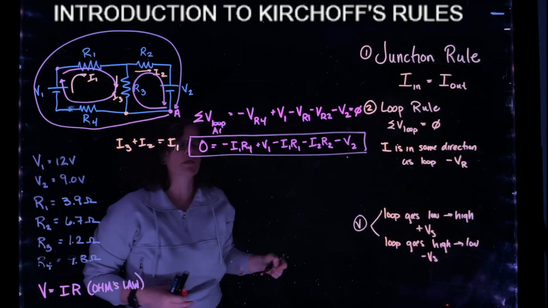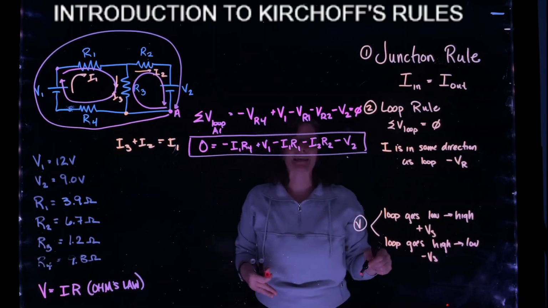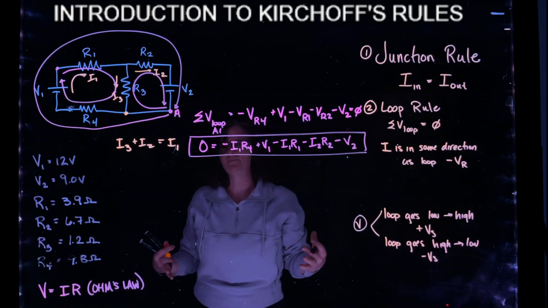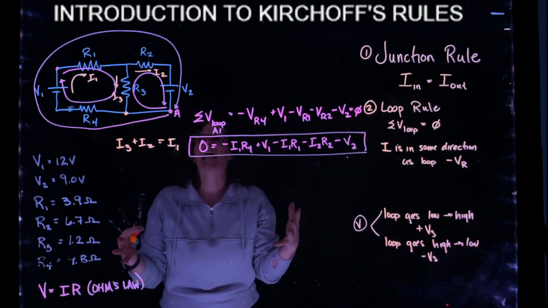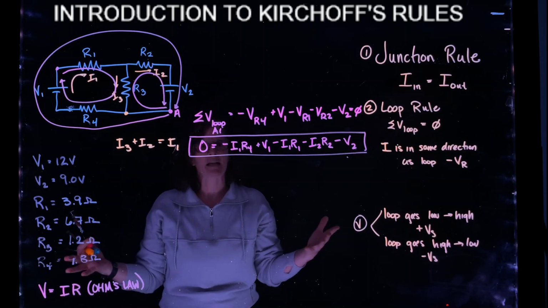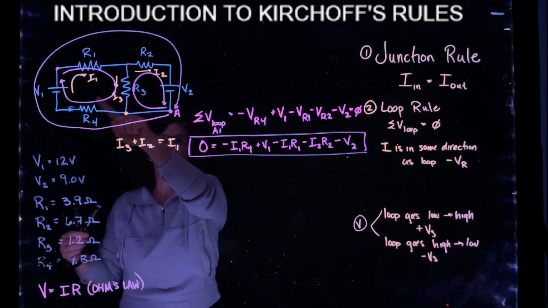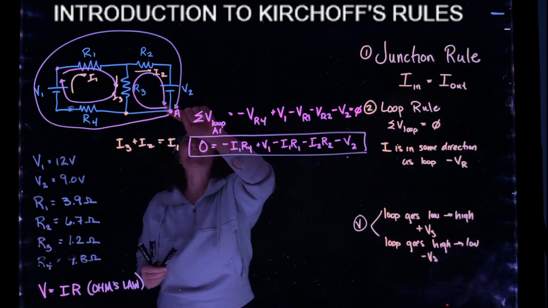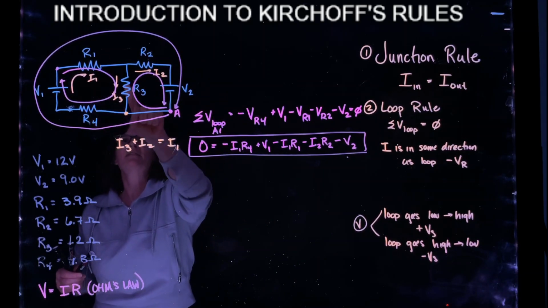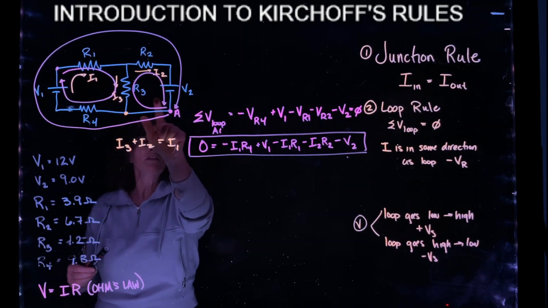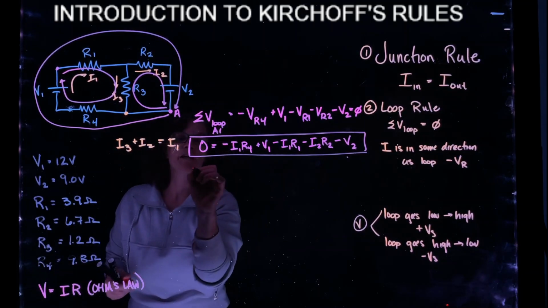I don't have current 3. I need another equation that has current 3 in it to actually solve for it. So let's find a loop. Let's use the loop rule again to find a loop that has current 3 in it. Well, either one of my two loops has current 3 in it, because this loop's going to go through with current 3 at some point, and this loop's going to go with current 3. So let's use loop A again.